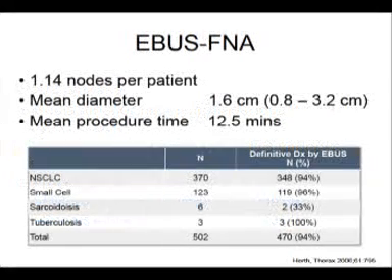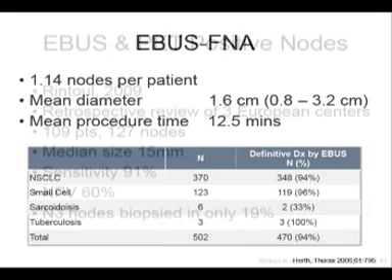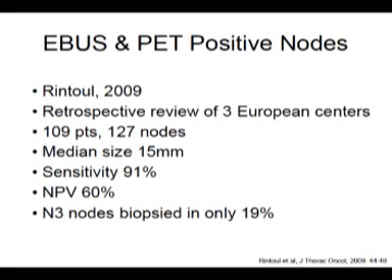But they had good diagnostic accuracy of about 94%. You'll notice that in these early studies, the median lymph node size was pretty large. These were not small sub-centimeter nodes that we were dealing with. And this is a more current series.